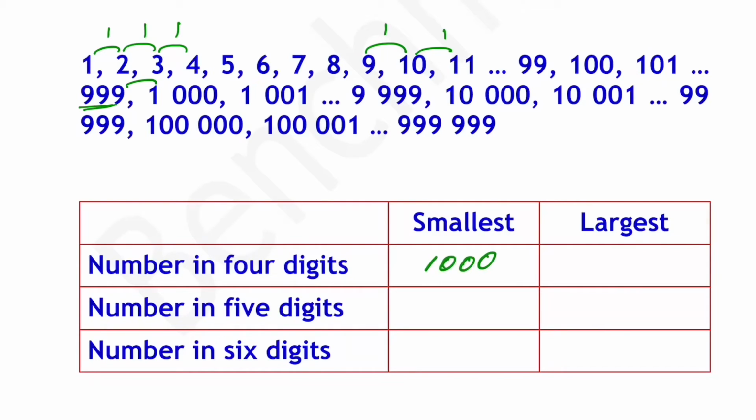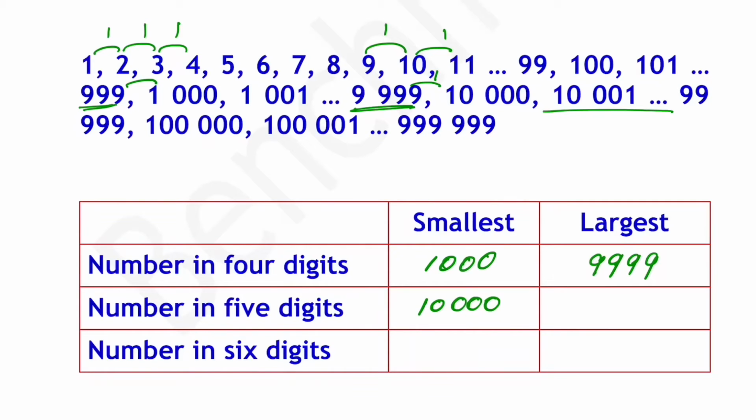The smallest number in 4 digits is 1000, and then it will be 1001, 1002 and so on. So it will come to 9999, which is the largest number in 4 digits. With another gap of 1 digit, what will happen? All these digits of 9 will convert to zeros and 1 will be added in front. So the smallest 5 digit number is 10,000.